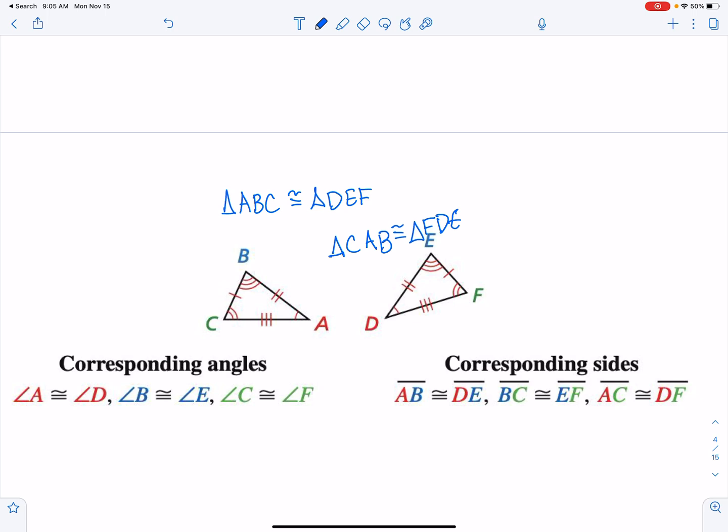But in your homework, when it asks you to list the corresponding parts, if it's a triangle, you should have 3 sides and 3 angles. If it's a 5-sided shape, a pentagon of any kind, you should have 5 angles and 5 sides. You should have all the parts that you need. So keep that in mind. Don't just list out 1 or 2.